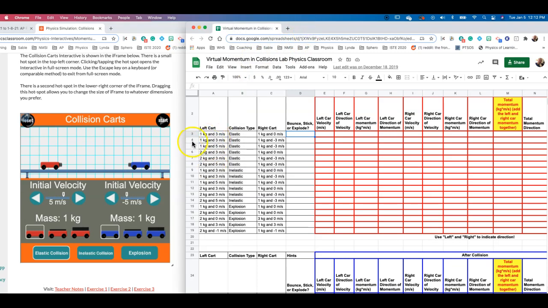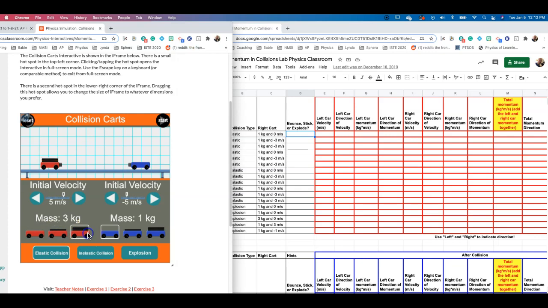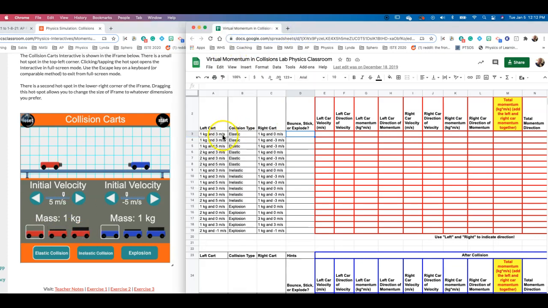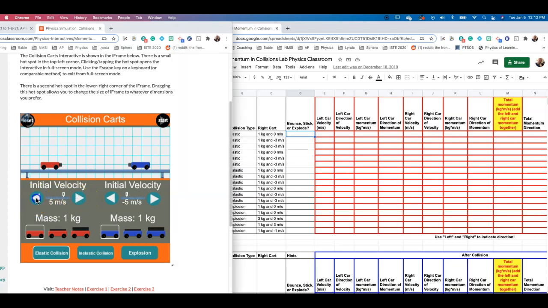You want to set up the initial conditions. So the initial conditions are the left cart should be 1 kilogram. So there's a 1 kilogram, there's a 2 kilogram, and a 3 kilogram cart. We're just adding mass to the 1 kilogram cart to make it heavier. And it's going at 3 meters per second positive. You can't use the slider to drag, but you can use the button, so we're going to make this 3.